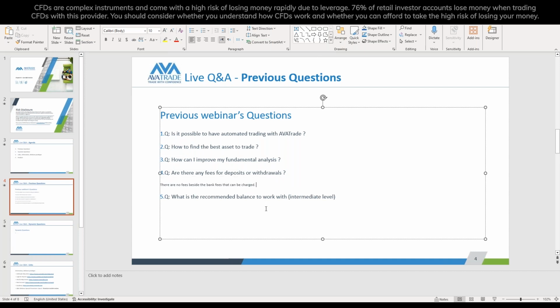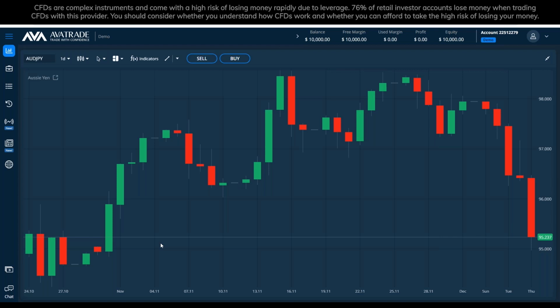What is the recommended balance to work with? Intermediate level. It depends on the strategy, right? Okay, let's try, one by one, we can slowly make progress.